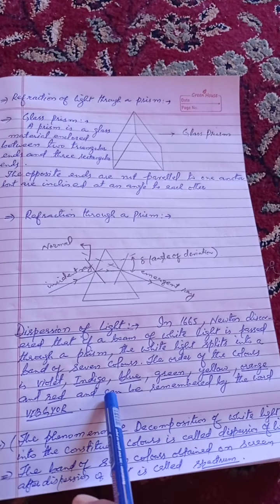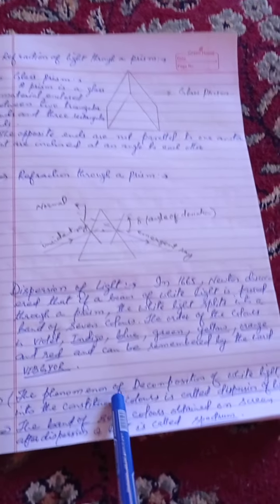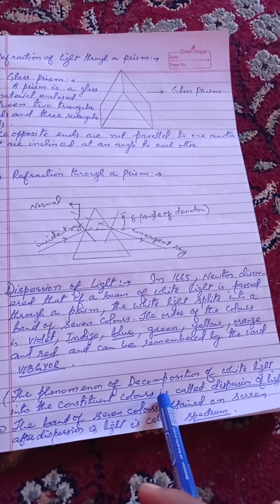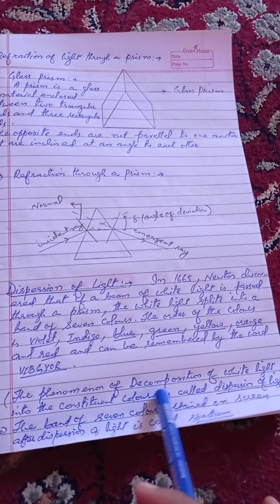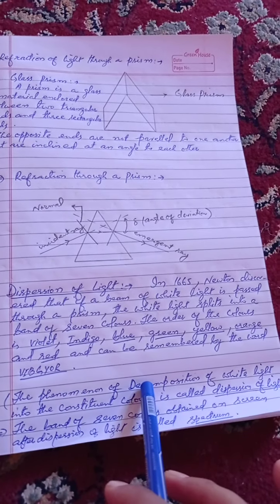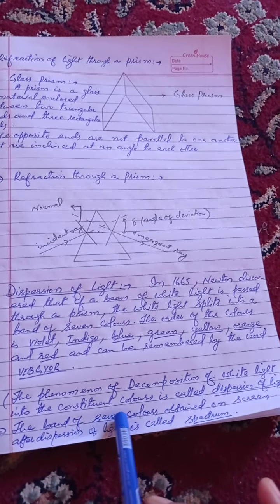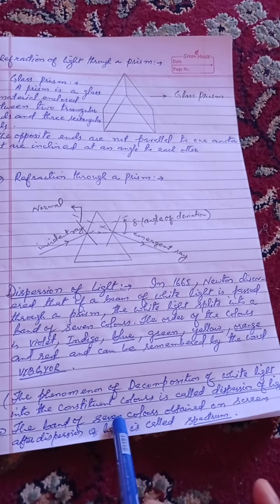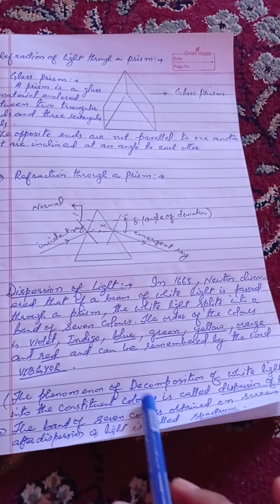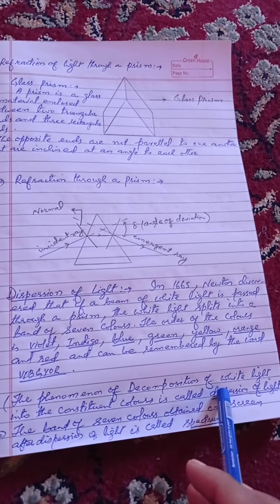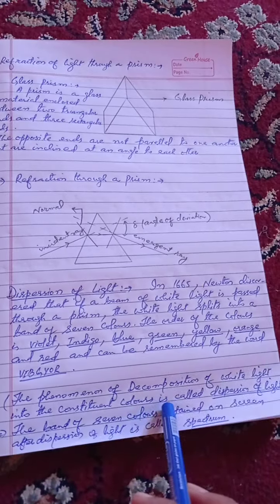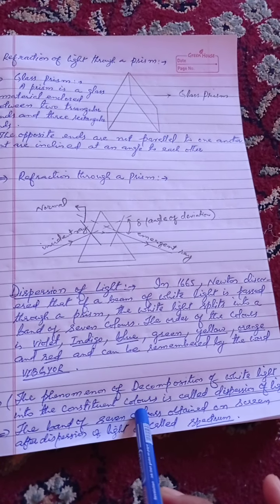So this is termed the dispersion of light. Dispersion of light is the phenomenon of the decomposition of white light into its constituent colors. Dear students, moreover, the band of 7 colors obtained on a screen after dispersion of light is called the spectrum or light spectrum. So decomposition of light into its constituent colors is termed dispersion of light, and the band of the 7 colors obtained after dispersion is termed the spectrum or the light spectrum.